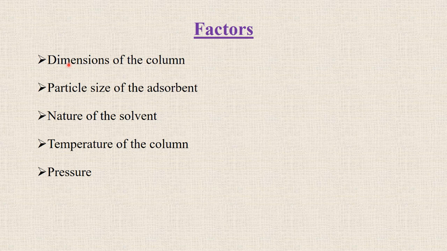Here are some of the factors which affect the efficiency of separation. Remember that the greater the flow of the mobile phase, the lesser is the efficiency of the separation. So, the dimensions of the column are very important. For example, if the length of the column is greater, then the solvent will take a lot of time in the column and the separation will be better.